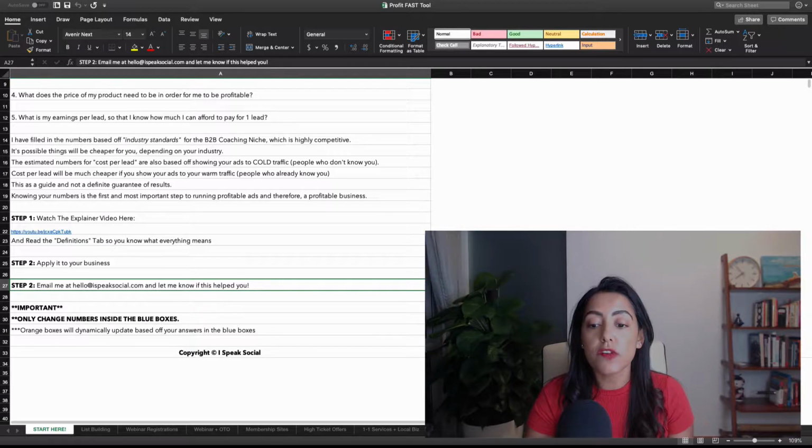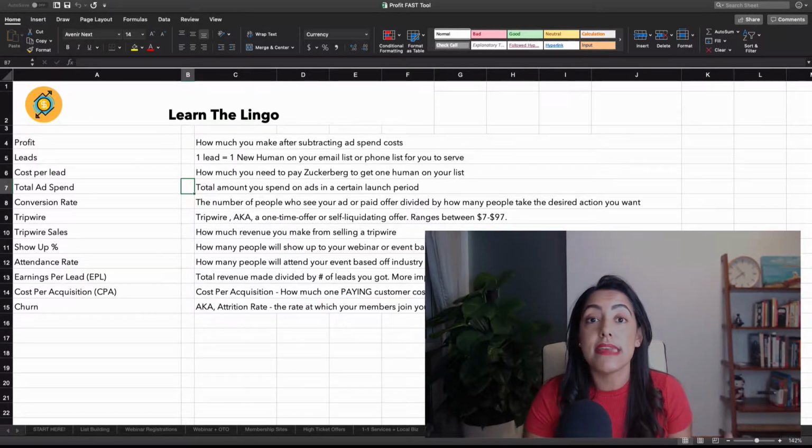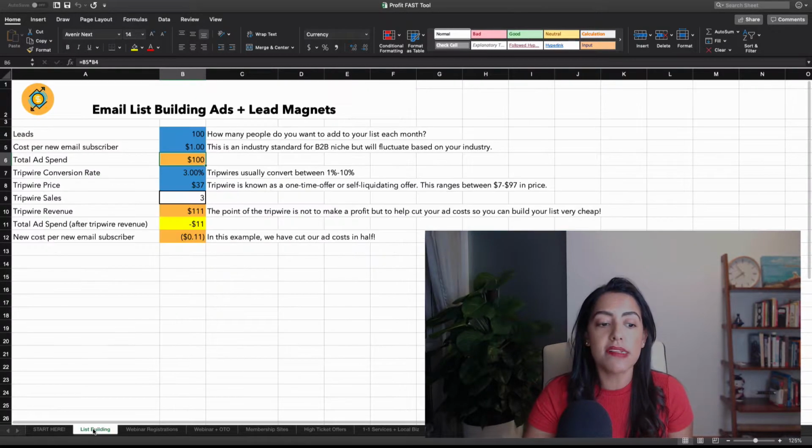All right, there's also a tab at the very end called Definitions, where if you're not familiar with any of the terminology, just go ahead and click on the Definitions tab, and I define all of the terms to make sure that you understand what we're talking about. So I want to get started.